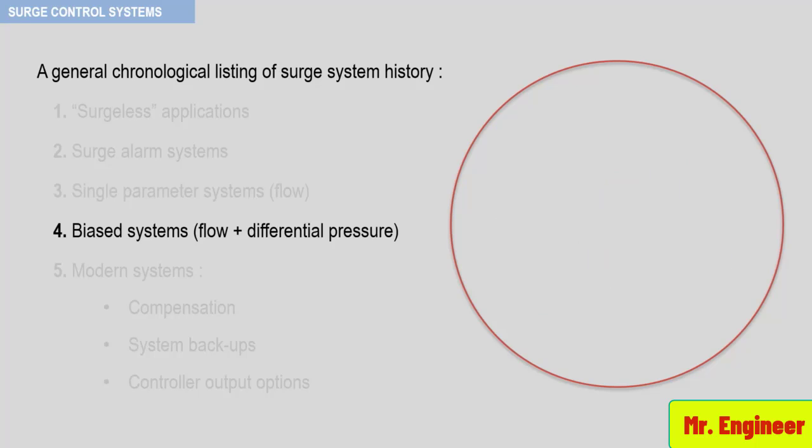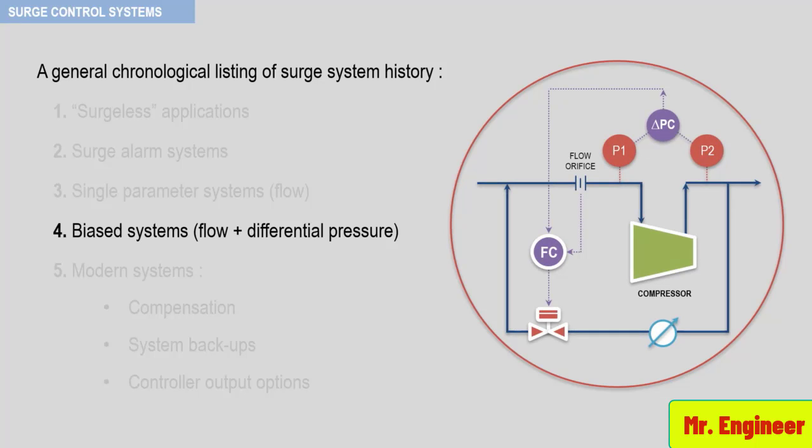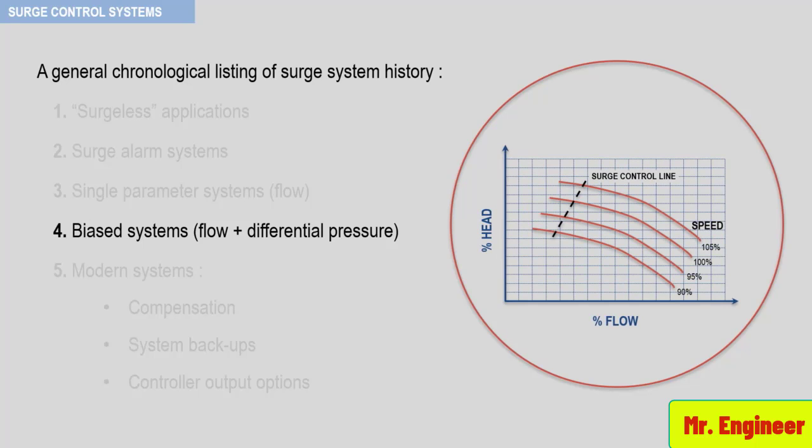The next system shown here is the standard two-parameter or biased system that has been employed almost exclusively in the industry over the past years. This system, as you can see here, consists of flow measurement and differential pressure measurement across the compressor and results in a surge control line that roughly parallels the actual surge line of the compressor. It allows operation across a wider range than the single-parameter system, and if properly sized, can perfectly protect the compressor.